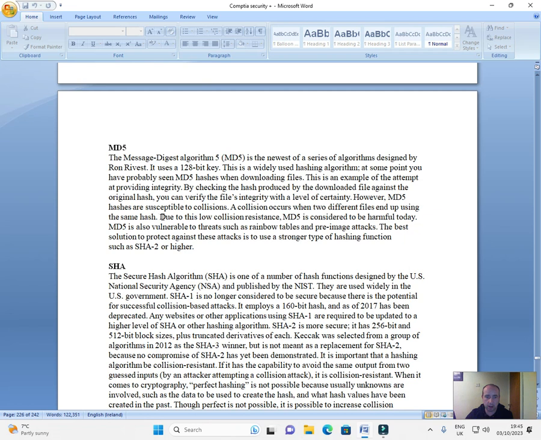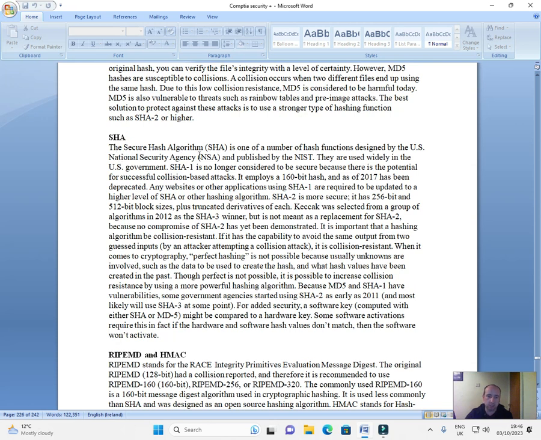However, MD5 hashes are susceptible to collisions. A collision occurs when two different files end up using the same hash. Due to this low collision resistance, MD5 is considered to be harmful today. MD5 is also vulnerable to threats such as rainbow tables and pre-image attacks. The best solution to protect against these attacks is to use a stronger type of hashing function such as SHA-2 or higher.